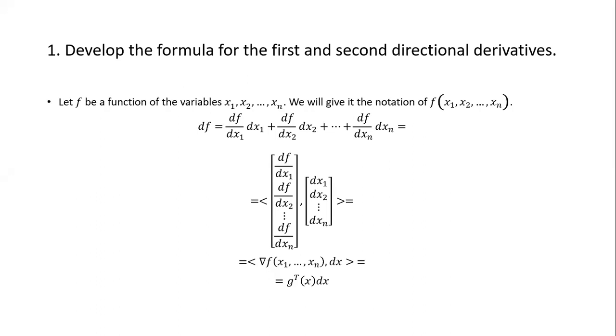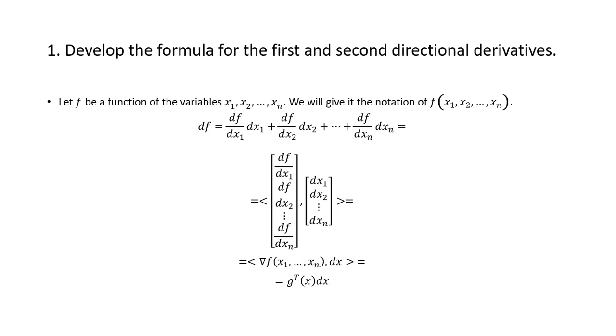Let f be a function of the variables x1 to xn. We will give it the notation f of x1 to xn. The differential of f will be the derivative of f by x1 multiplied by the differential of x1, plus the derivative of f by x2 multiplied by the differential of x2, until we get the derivative of f by xn multiplied by the differential of xn.